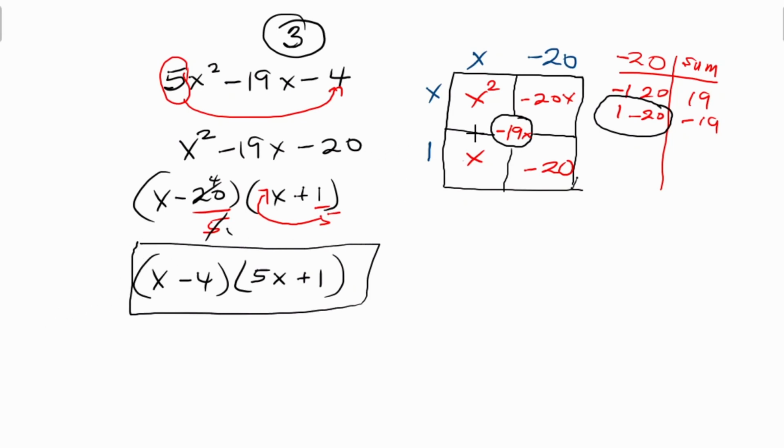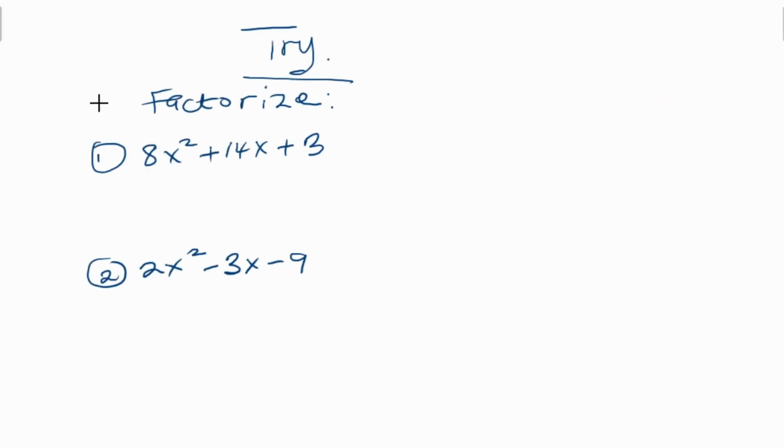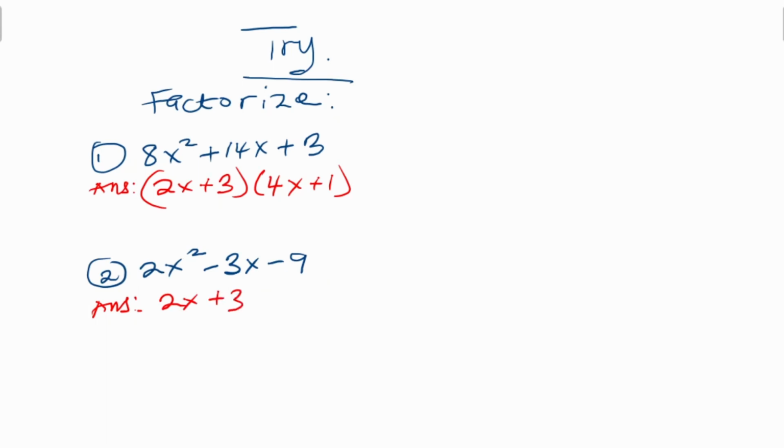So if you don't like the other one, you can use the box as well to find your answer. I give you some to try by yourself, and I want you to pause the video and try each of them. After that, you compare your answers with mine. And if you do it well, for the first one you should have 2x plus 3 and then 4x plus 1. And for the second one you should have 2x plus 3 multiplying x minus 3.